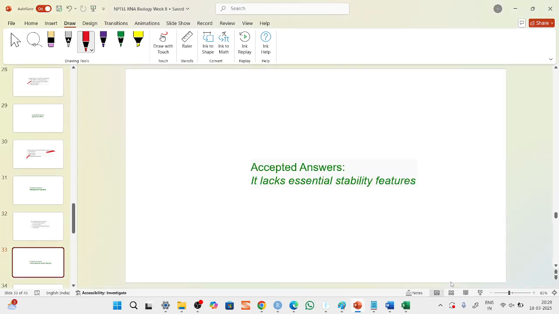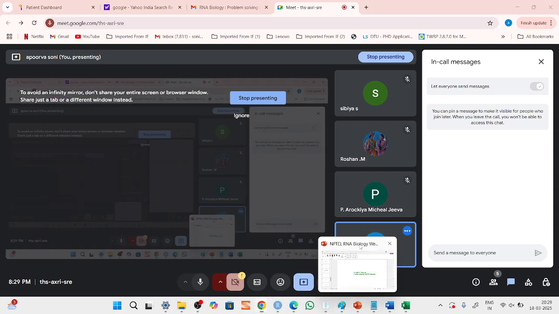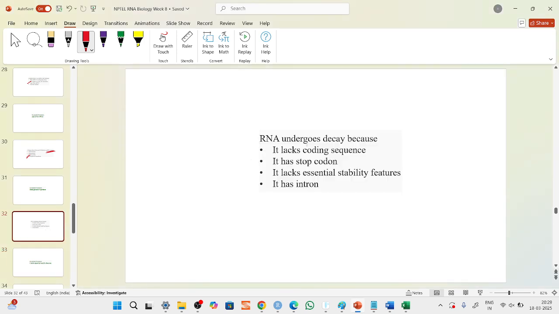Okay, fine. So I already showed the answer, but let us see. So what is the question? RNA undergoes decay because it lacks coding sequence, it has stop codon, it lacks the essential stability features, or it has introns. So, what is the correct answer? The correct answer is that it lacks the essential stability features.